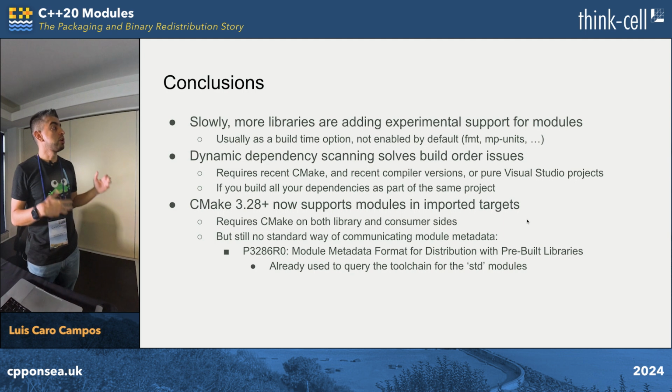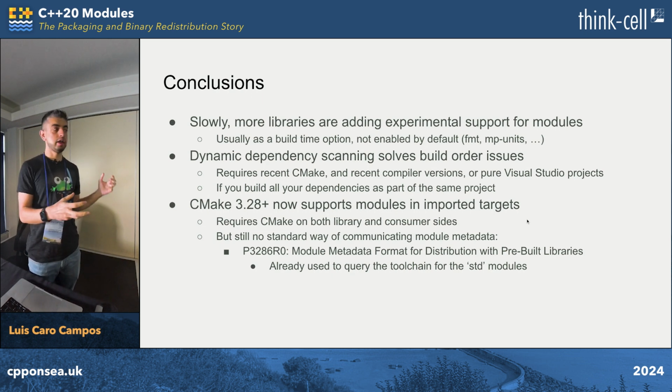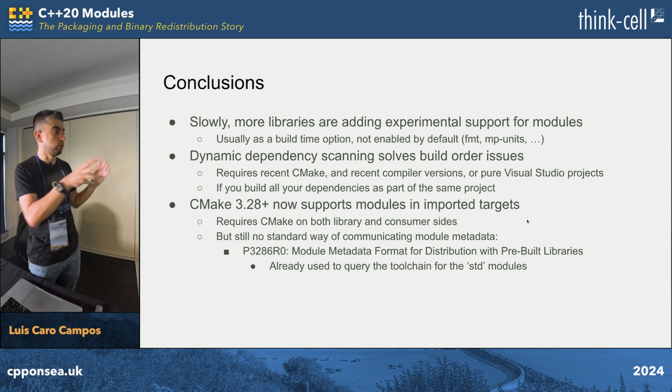So some conclusions: slowly more libraries and library maintainers are adding module support for the libraries. And I think, honestly, I would encourage everyone to at least try. We're not going to get results if we don't actually try and report the bugs to the relevant maintainers. Dependency scanning works really well. It solves build order issues, although it requires, at the moment, a very recent CMake, recent compiler versions, and/or building all your dependencies as part of the same project.